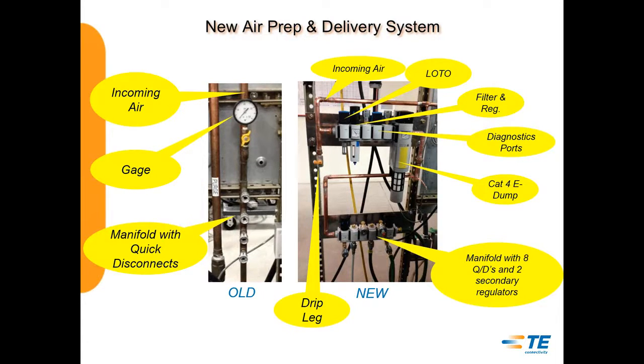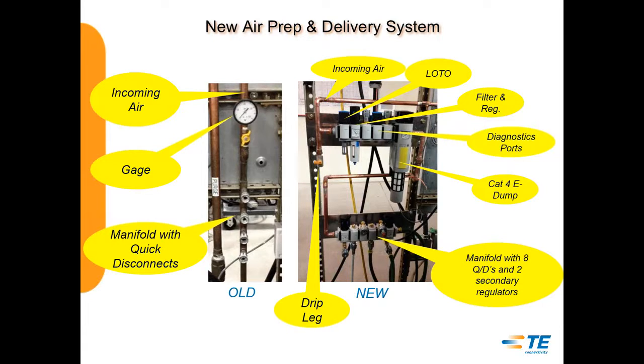The first piece of air, we had a lockout, tagout unit, a filter regulator, and some diagnostic ports where we could hook the airflow or air leak card up to try to understand how much air that particular press is using. Our safety group decided we needed to go to these Cat 4E dumps. That's actually a Festo valve on that particular unit.